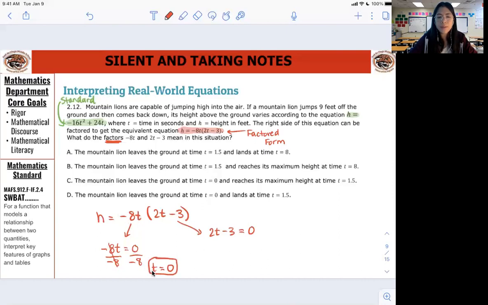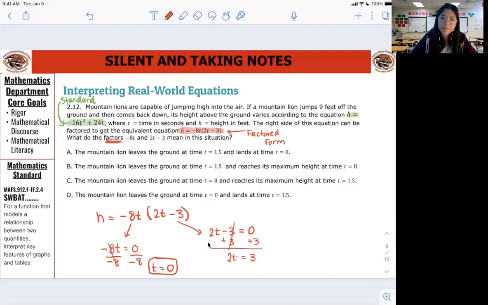So for this factor, my x-intercept is 0. Now for this factor, how do I get t by itself? What do I do first? Divide everything by 2? Not yet. There's something I have to do first. This reminds me of the old days in September. You have to add 3 to the other side. There you go. So 2t equals 3. And Juan, I'll get to your question in a moment.